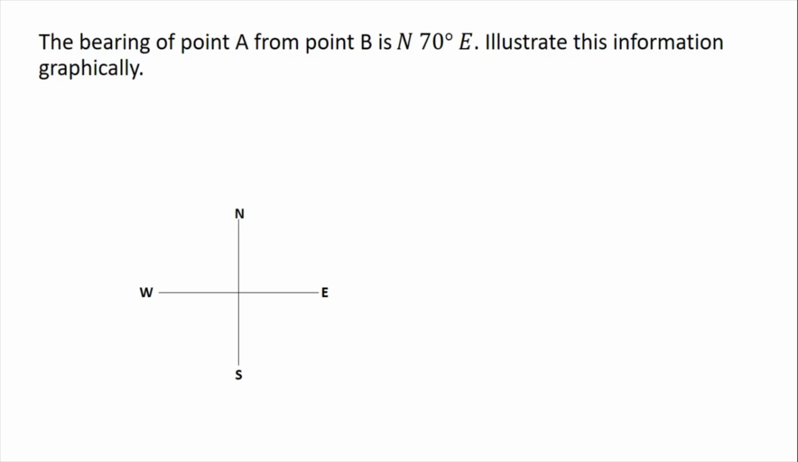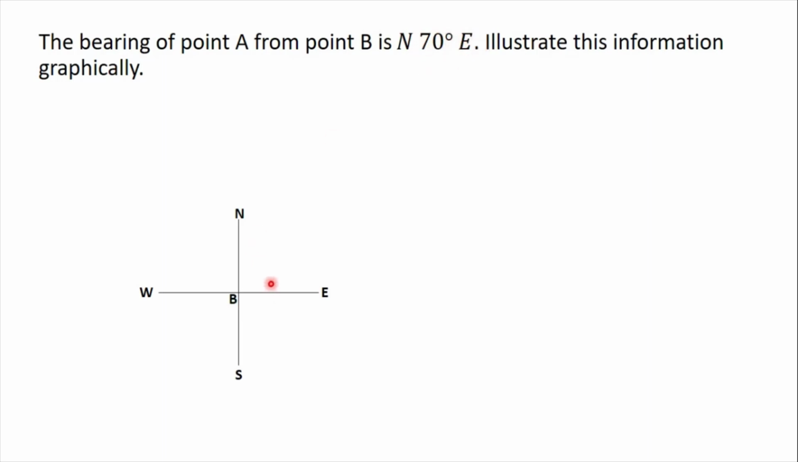Since this is a compass bearing, you draw the diagram with the 4 main cardinal points: north, south, west, and east. Since this is the bearing of point A from point B, we are going to start from point B. So we will call our starting point here point B. Okay, what is the bearing? The bearing is north 70 degrees east.